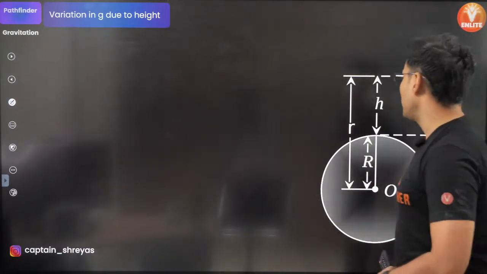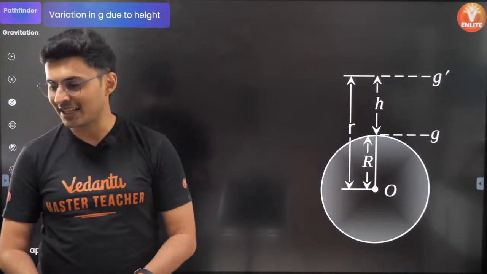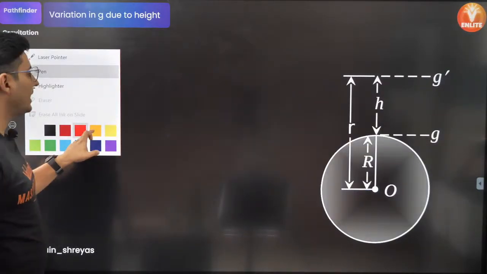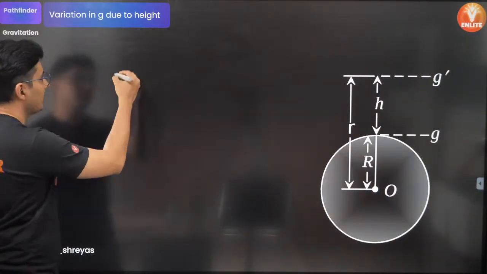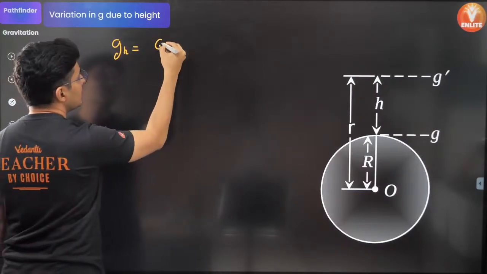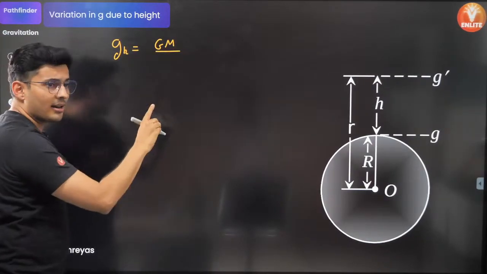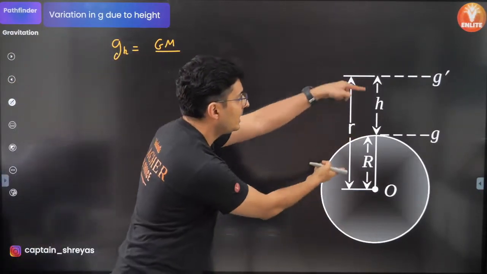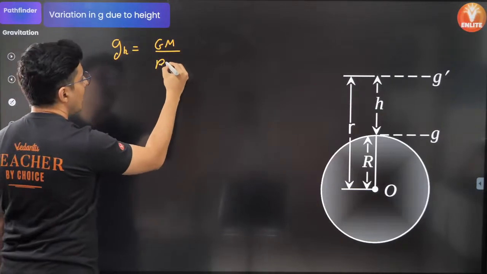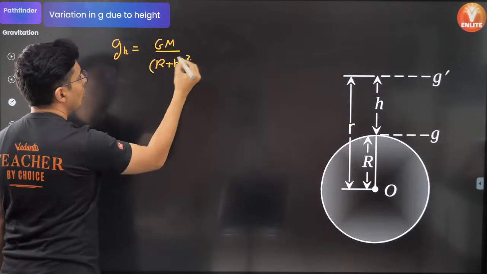Moving on to the next one. At some height h, the formula modifies to this. So acceleration due to gravity at height h is GM, and instead of R, it is R plus h. So the total distance, that's all the change. So it is GM by (R plus h) whole square.